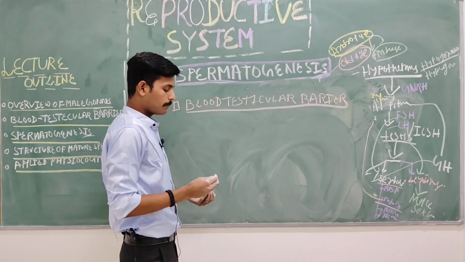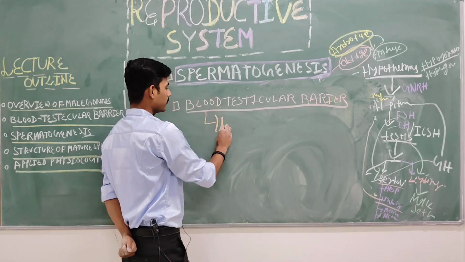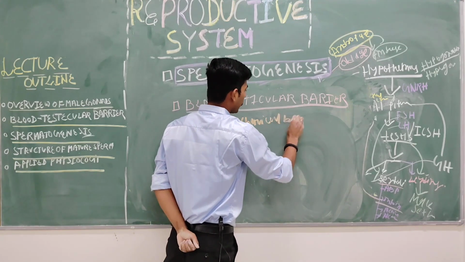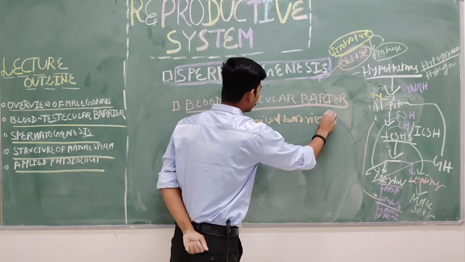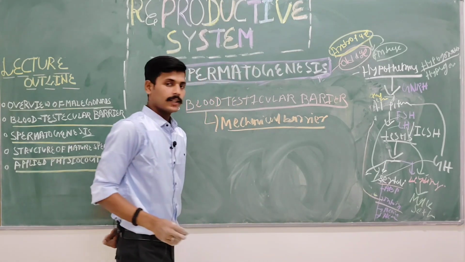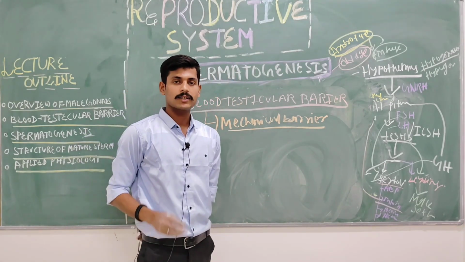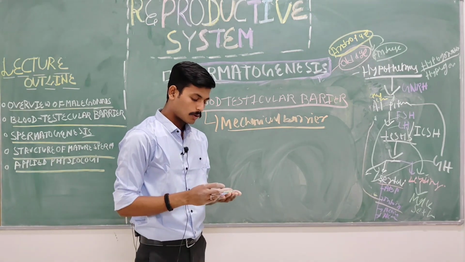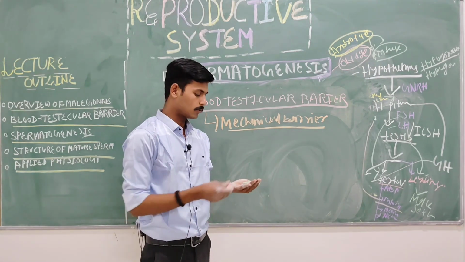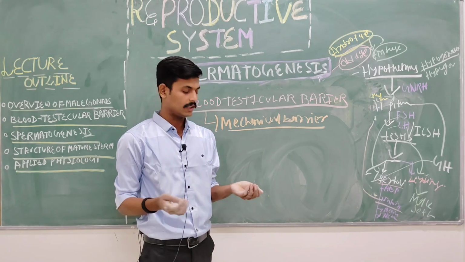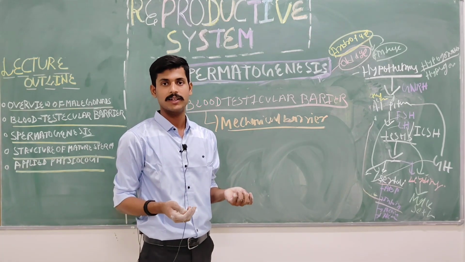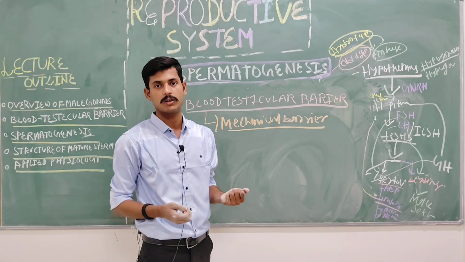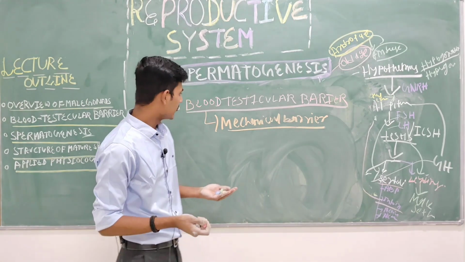Now, the blood-testicular barrier is a kind of mechanical barrier. What do I mean by a mechanical barrier here? As you know, blood is constantly subject to change. It has a dramatic influx and efflux of ions, a fluctuation in the concentration of ions and in the content of the blood, proteins and all these things.